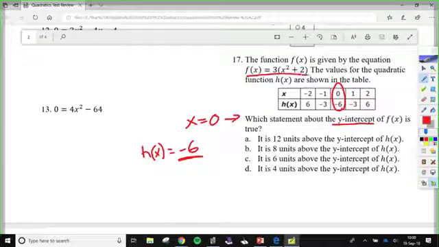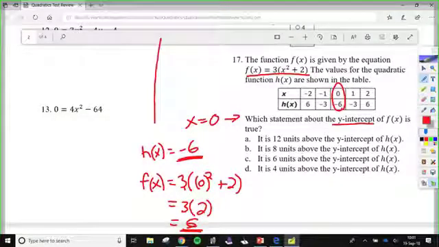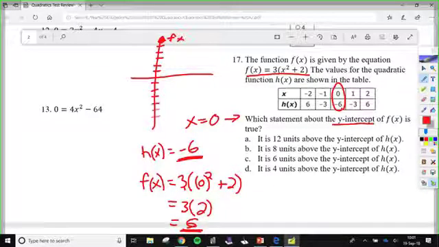But what's the y-intercept for f of x? Well, remember, the y-intercept is whenever x is 0. So for f of x, if you put 0 in there for x, then this will be 0 plus 2, which would just be 2. And 3 times 2 is 6. So the y-intercept for f of x is 6. The y-intercept for h of x is -6. So if you imagine your y-intercept, f of x is way up here at +6. And h of x is way down here at -6.